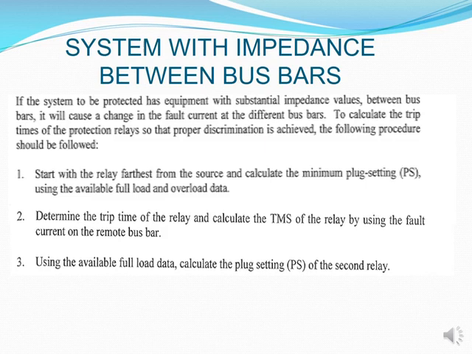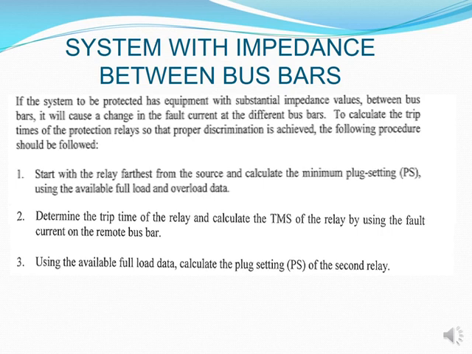Then we are going to highlight systems with impedance between your bus bars and how we go about doing our calculations. If we have a system to be protected that has equipment with substantial impedance values between your bus bars, it will cause a change in your fault current at the different bus bars. The calculation of the trip times of your protection relays, so that proper discrimination is achieved, has the following procedure that you must follow.